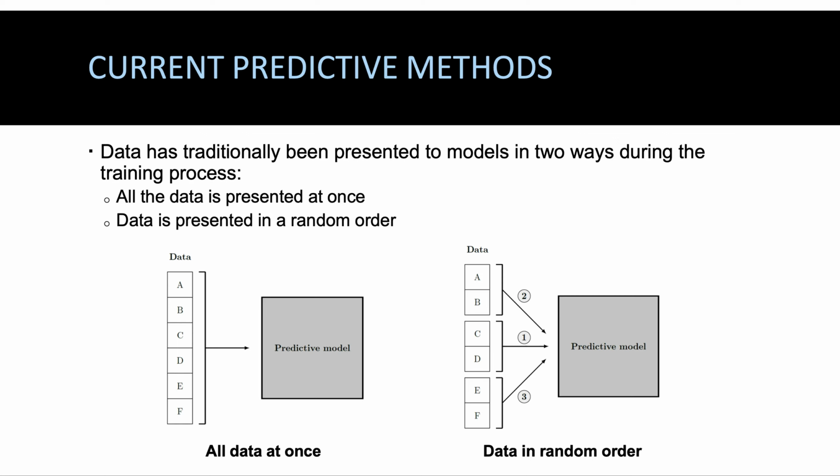A popular alternative approach has been to present the data in a random order, something you might see in neural networks or incremental implementations of random forest and Gaussian mixture models. While these options work well in most cases, a recent technique known as curriculum learning takes a unique and intuitive approach to how the data should be presented to the model.